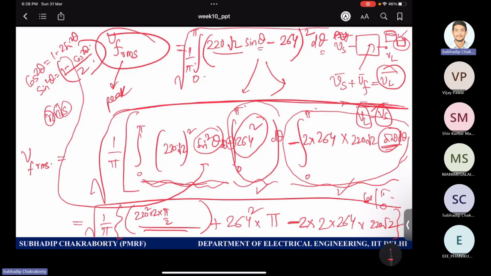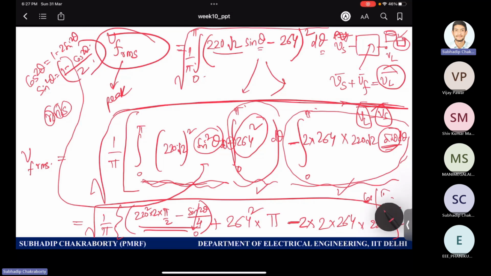So what is integration of cos theta? It is sine theta, right? So minus cos 2 theta is minus sine 2 theta by 2. By 2 was already there, so by 4. And when you put the limit pi to 0, what is it? 0, right? So this term goes away. Now calculate what it is coming.